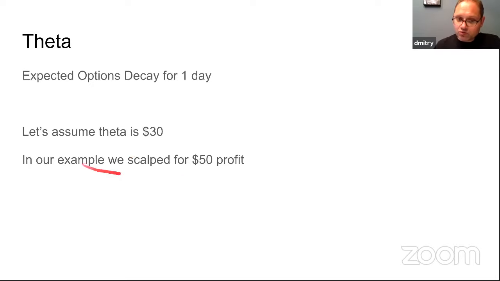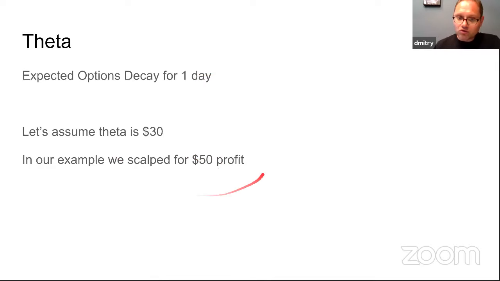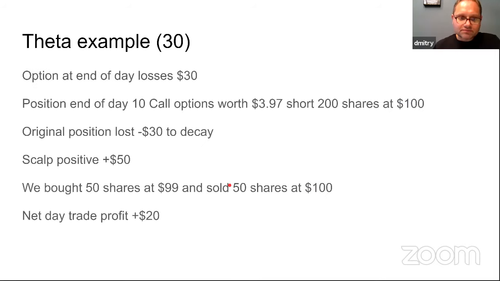So in our example, we profited 50 bucks, right? So let's just see how that works. In total, we scalped our gamma for $50, but at the end of the day, we're going to lose $30 in decay. So our net day trading P&L for that day would be 20 bucks. So let's see how that looks.